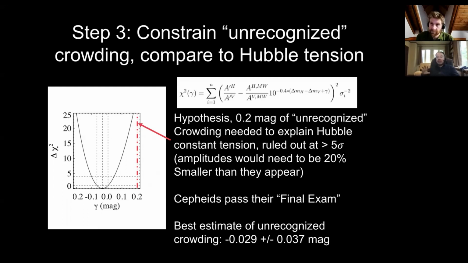Or a very simple statement is that the amplitudes would need to be about 20% smaller than they appear to give evidence that there was extra flux that we were missing in the resolution element that would explain the Hubble constant tension. So, I would say Cepheids, this is a null test, and Cepheids are passing this quite well.